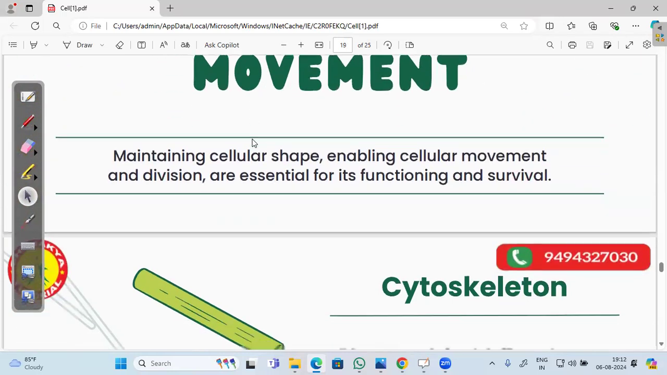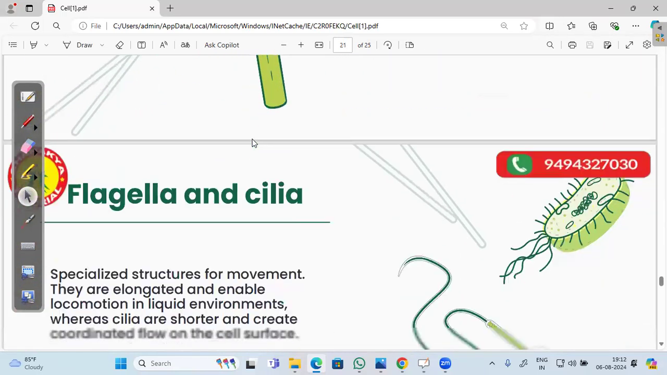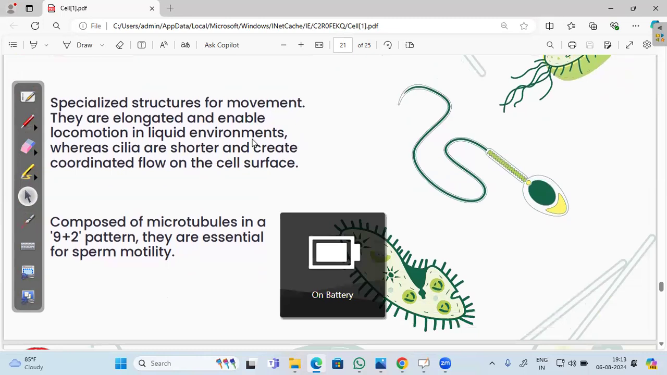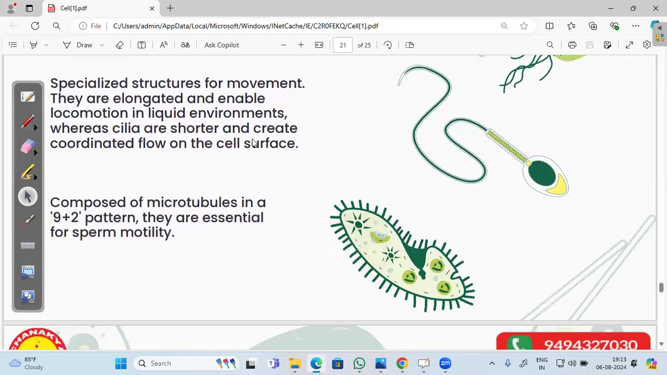Okay, support and movement: flagella and cilia. Also the flagella and cilia are arranged in the form of 9+2. Just I'll tell you what is this 9+2.